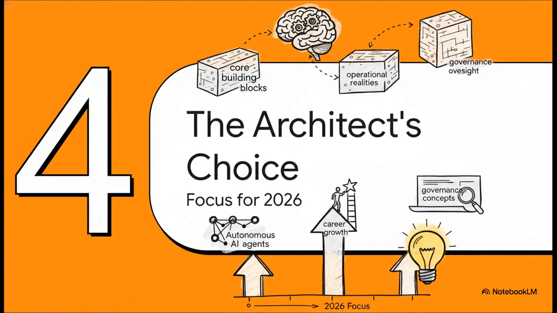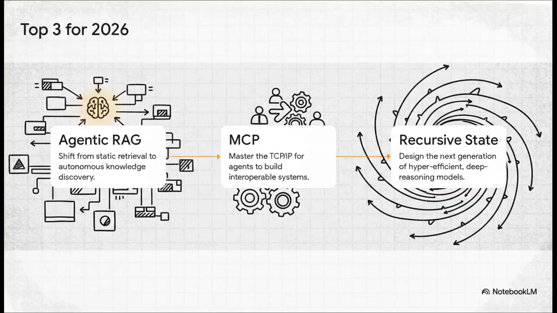So, we've covered a lot of ground: the core building blocks, the operational realities, and the strategic oversight. Now for the most important part of this entire briefing. If you only focus on three things for your career between now and 2026, these are them. Let's be direct. Number one, agentic RAG.